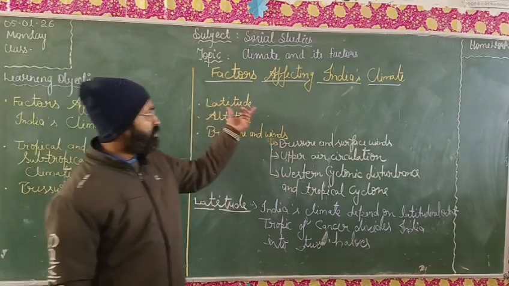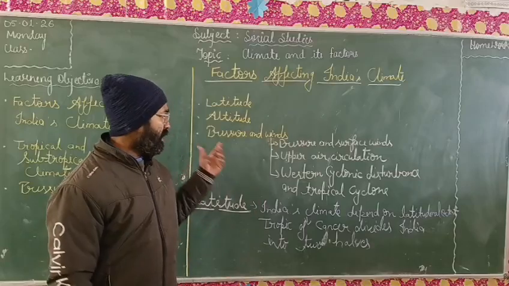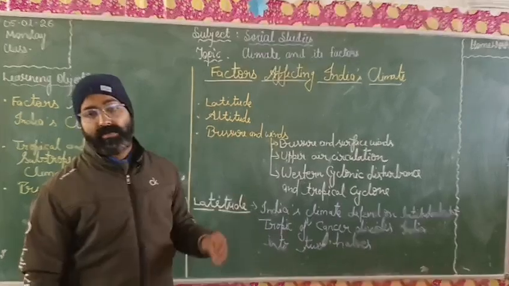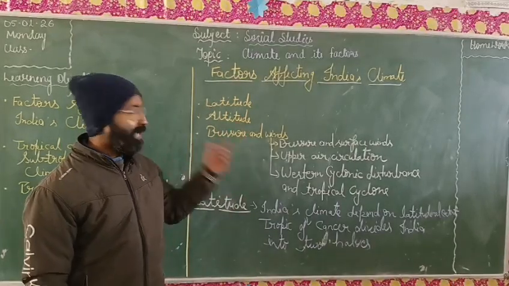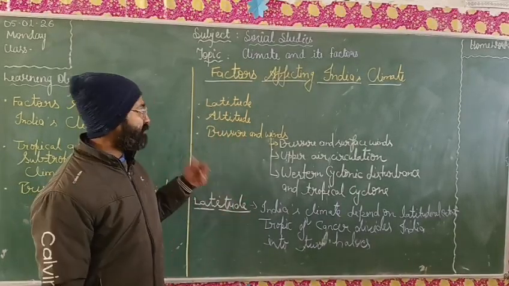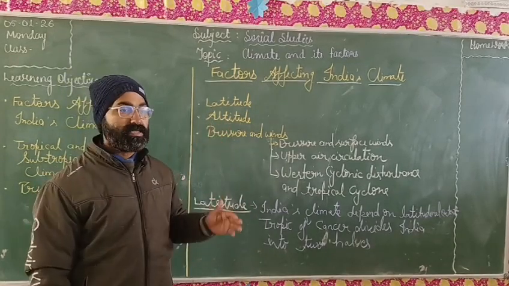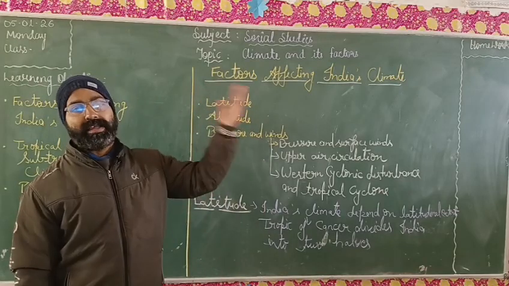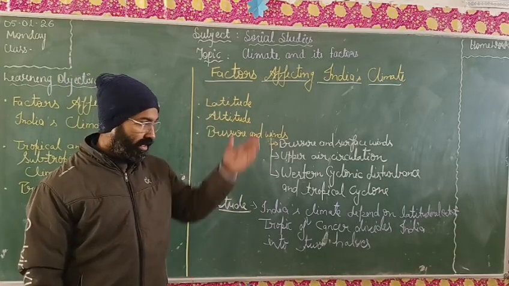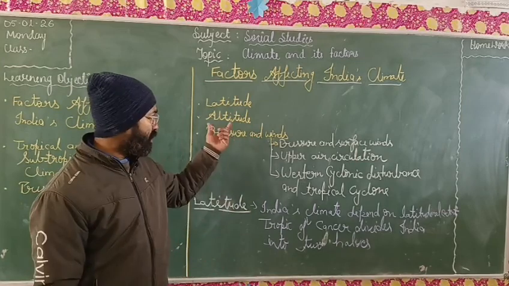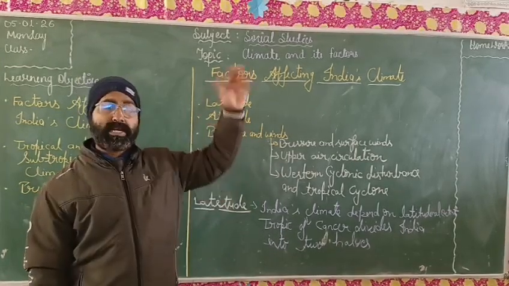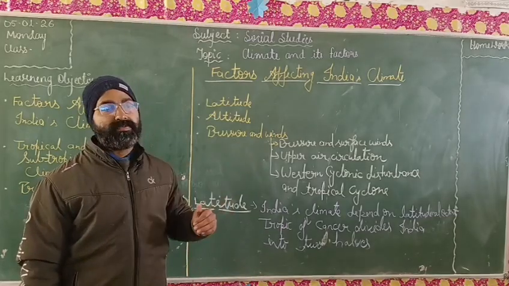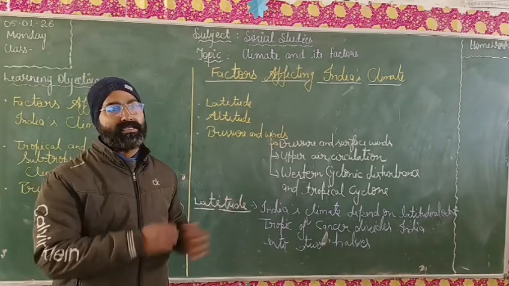Latitude: if you move from the equator towards the upper side, the climatic condition will change. The same applies to altitude, which means the height from sea level. When you go higher, the temperature will decrease. So there is a climatic difference between places located at higher and lower elevations.